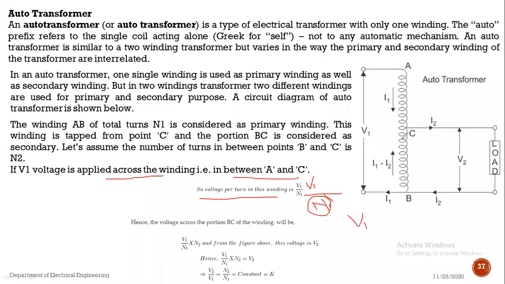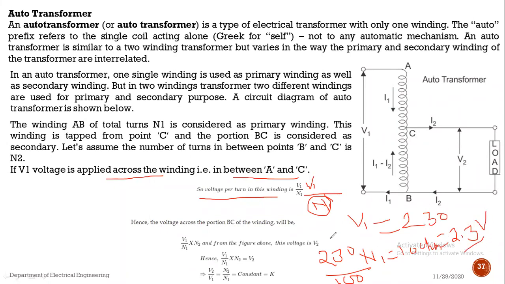Supply voltage is V1. Suppose the supply voltage is 230, right. Then the number of turns N1 is equal to 100. So what will be the voltage of one turn? It is nothing but 230 divided by 100, which is 2.3 volt per turn. So the voltage per turn in the winding is equal to V1 divided by N1. Okay, so this equation we want to derive.